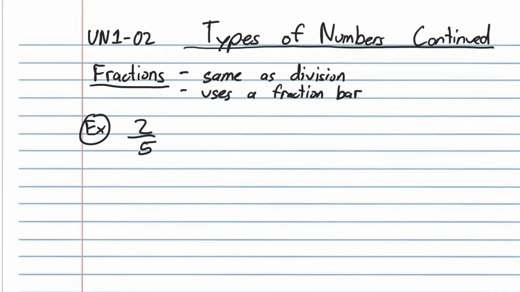Now, if you wanted to convert this to a decimal, there's a bunch of different ways. You could do what I call old school division. This is the same thing as 5 goes into 2. You can do an old school division problem like that, going back to middle school or even elementary school days, and you can discover that the answer to this is 0.4.